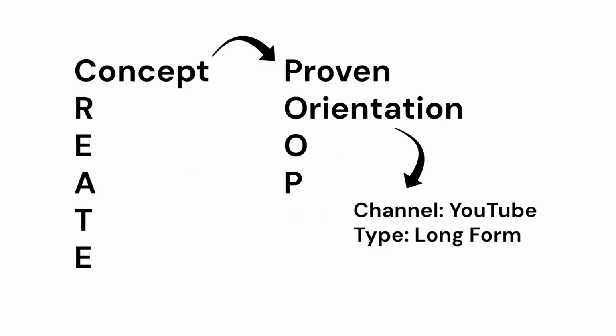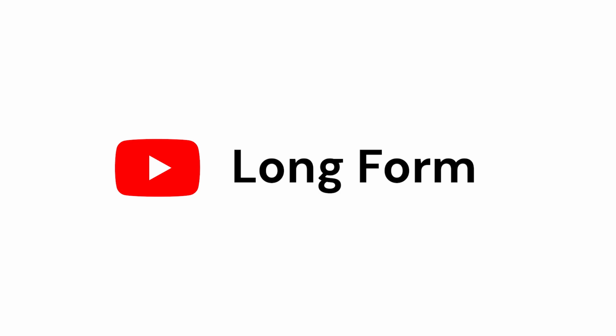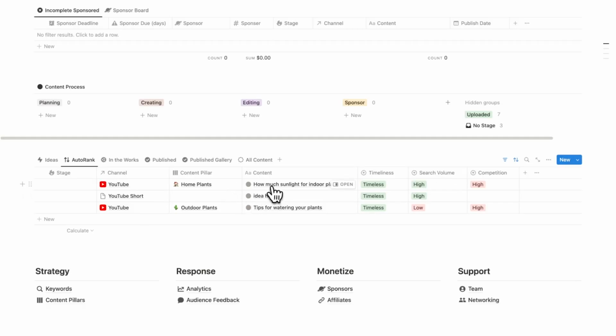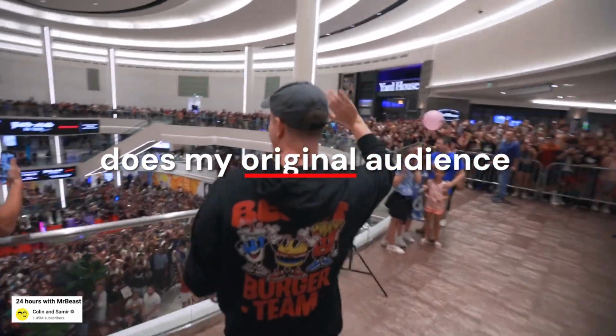So for this concept, I understand what orientation we are going to do with this. And both of these are going to be long form YouTube channel content. It could have been a newsletter, it could have been a tweet. Now we know what kind of content this is. What is the orientation? The next letter in the POP framework is another O, which stands for original. We want to know, does my original audience like this idea?